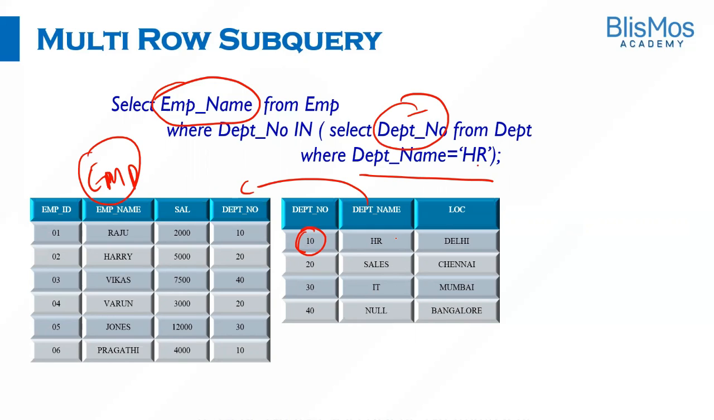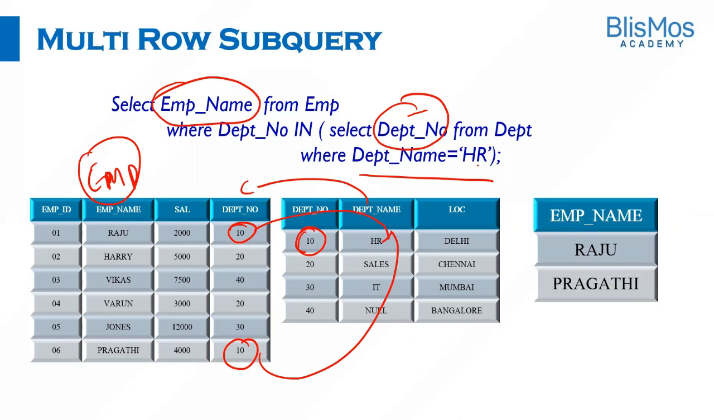How many employees are there with department number 10? This guy and this guy. So they belong to the HR department. It will return 2 rows because both Raju and Pragati belong to the HR department.